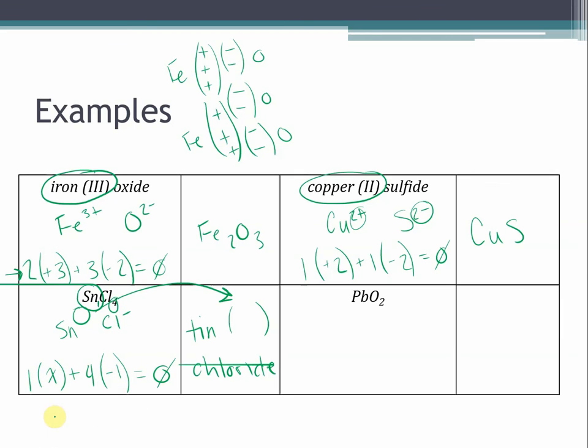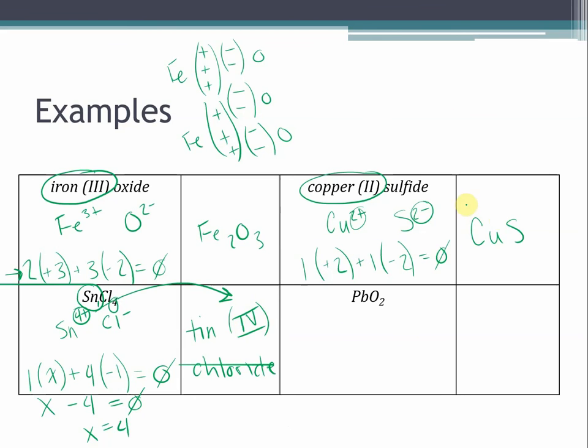Just doing a little algebra. 1 times x is x. 4 times -1 is -4. And this needs to equal 0. So if x minus 4 is 0, then x must be 4. That tells us that the charge of tin is 4 plus, and if the charge of tin is 4 plus, then this must be tin 4 chloride. A little convoluted, but if you can keep the steps straight, you'll do it fine every time. Let's look at one more of these before you practice on your own.